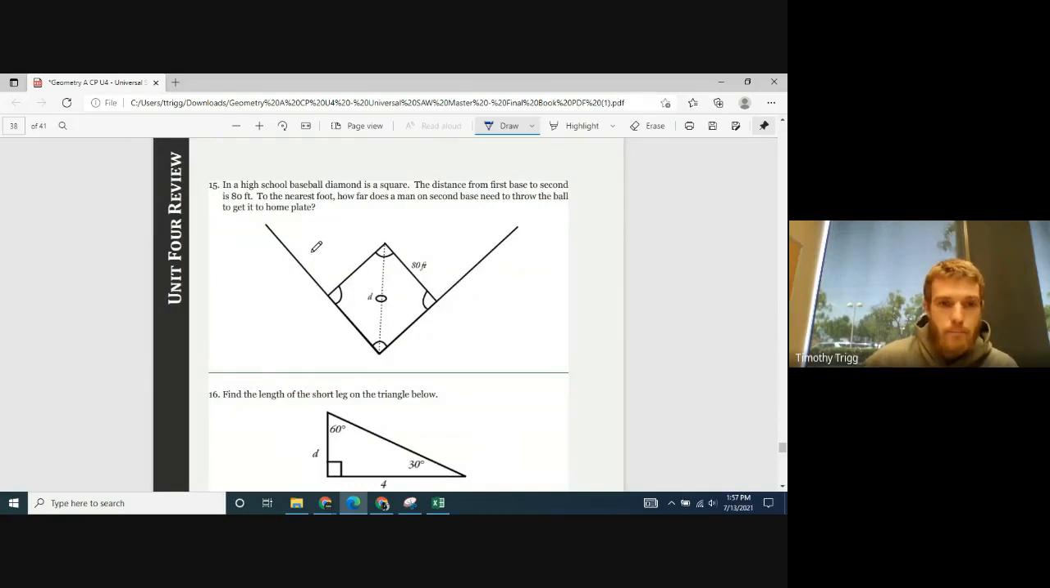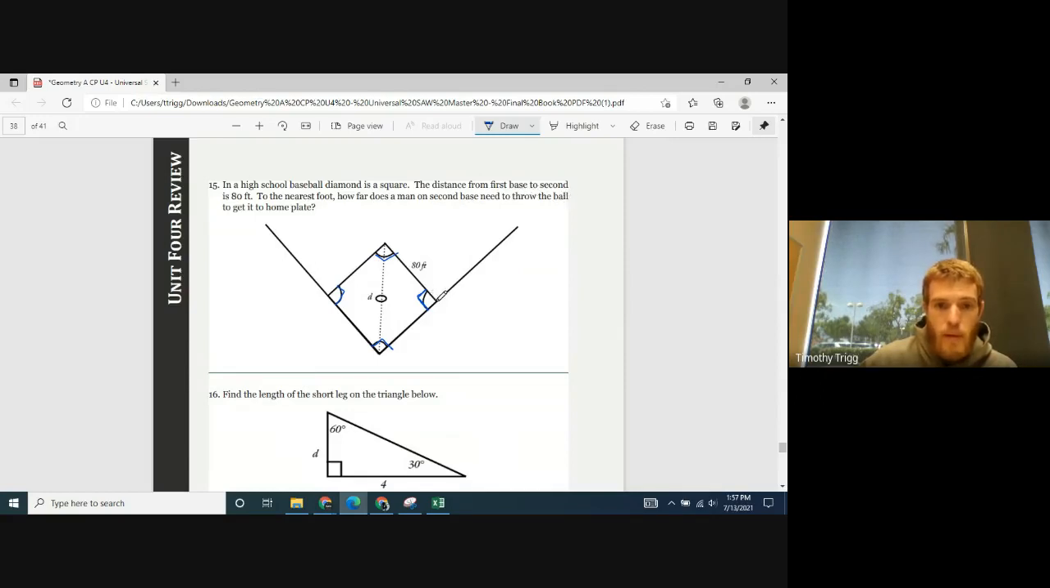Number 15. It says a high school baseball diamond is a square. So we have a square here. Now, what do we know about squares? That means that each angle here is a right angle, because in a square, each of the 4 angles is 90. They're each right angles.